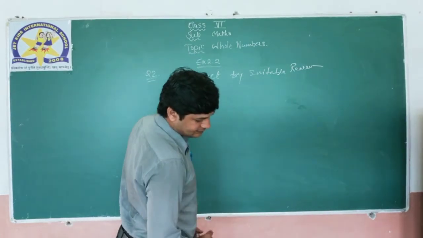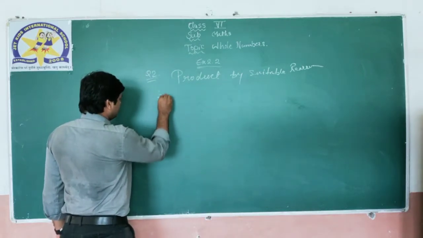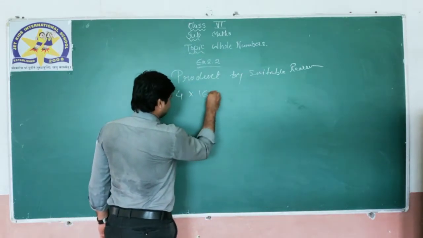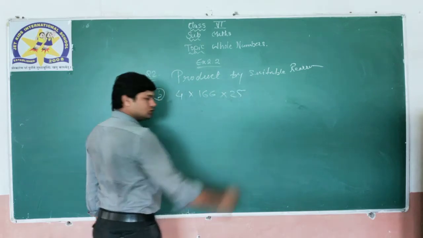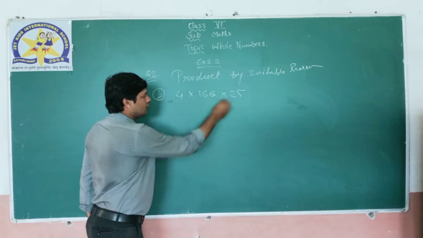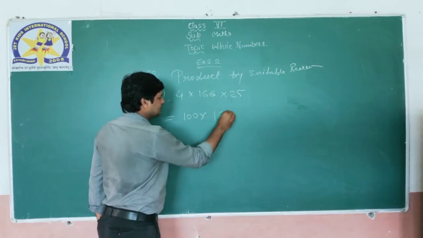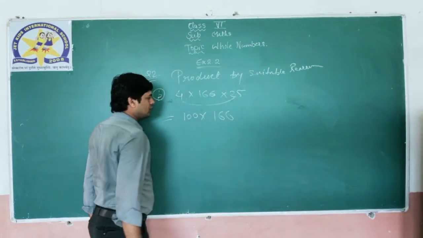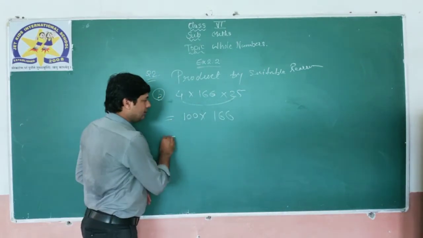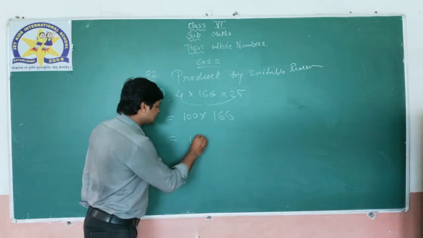Next thing is 4 multiplied by 166 multiplied by 25. Now you solve it. Pause this video and solve it. How will you do it? 4 multiplied by 25 is 100, and 166. So I am going to do it first. Okay, you have to do it. So I am doing it now. I am increasing my speed, so try to understand each and everything.